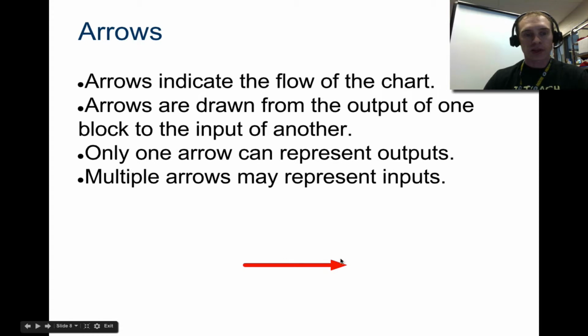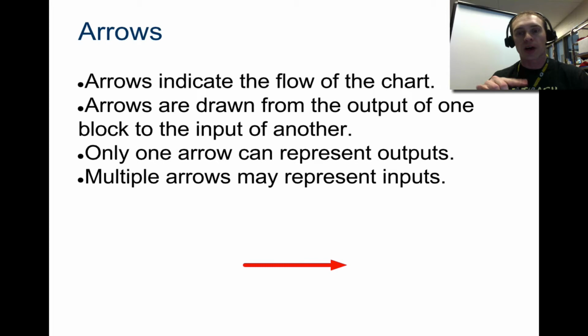And arrows tell you where to go. So they indicate the flow. They're drawn from the output of one to the input of another. Only one arrow can represent the output, but multiple arrows may represent the inputs. So you may have many things going into a box from different processes, but only one thing is going to go out. And the way that that would work is if you have a rhombus before it, a diamond that allows a yes and no answer, and then they could come back together again.